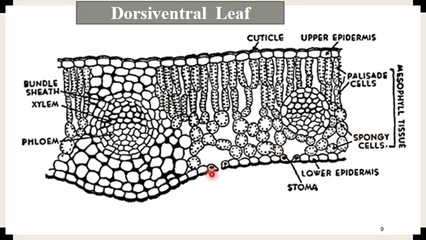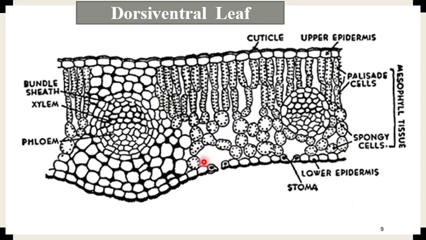Next to each stomata on the lower epidermis, there is a cavity. You can see a cavity. In this section, another cavity we can see. This cavity is called the substomatal chamber, which is in communication with the intercellular spaces of the internal tissues.